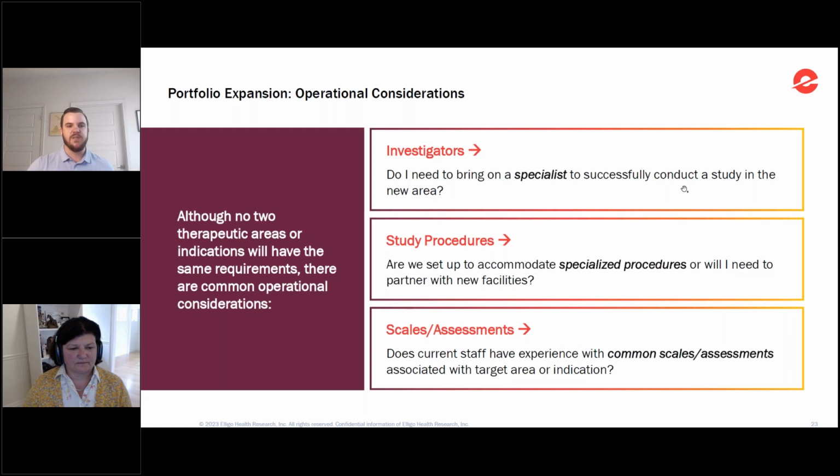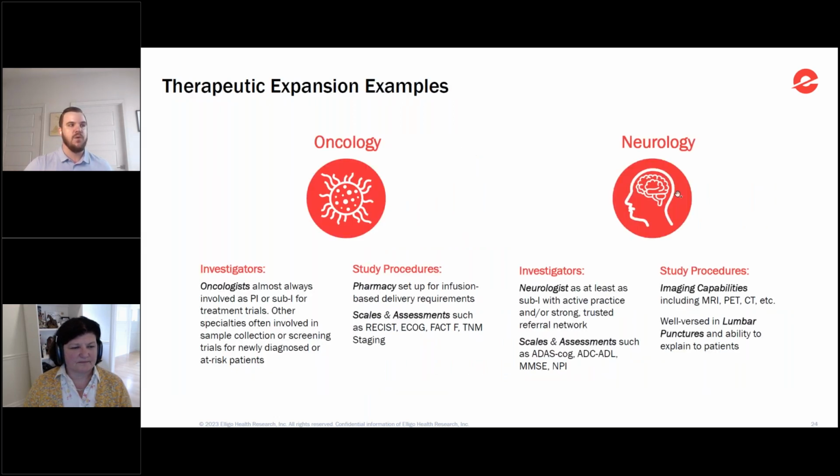And then scales and assessments. When we're talking about data collection that obviously goes towards the endpoint of clinical trials, scales and assessments are going to be key. So does my current staff have experience with the common scales and assessments that are associated with our target therapeutic area or indication? And this is very high level. So what we wanted to do is give 2 examples for different therapeutic areas, and I'll turn it over to Dawn to cover oncology. Great, thanks, Riley.